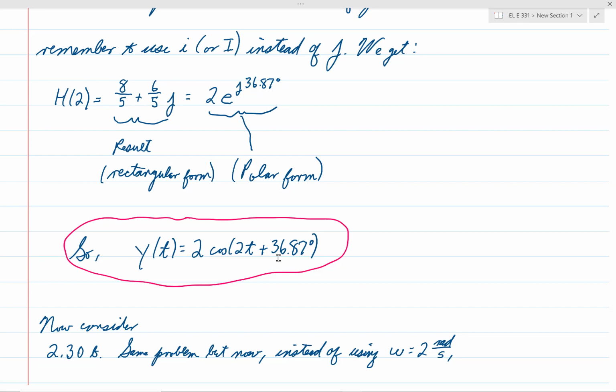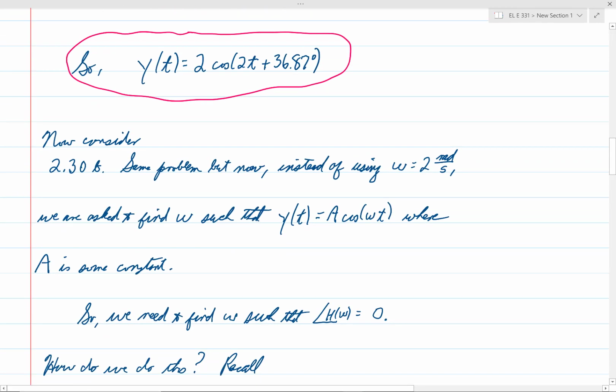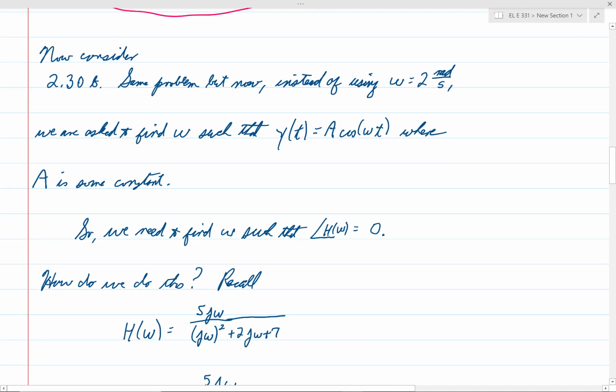So now let's look at another example. The next problem we will consider here is problem 230b. It's the same setup. Remember, the problem we just finished was 230a. So here we have the same setup, but now instead of using omega equals 2, we are asked to find omega such that y of t is equal to a cosine of omega t, where a is some constant.